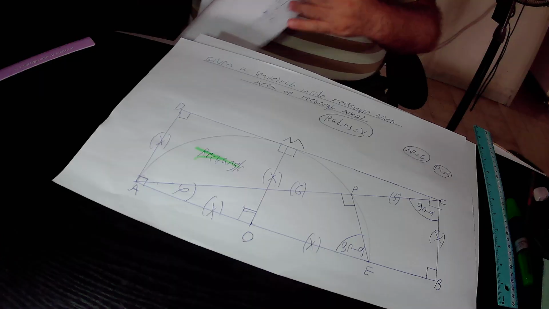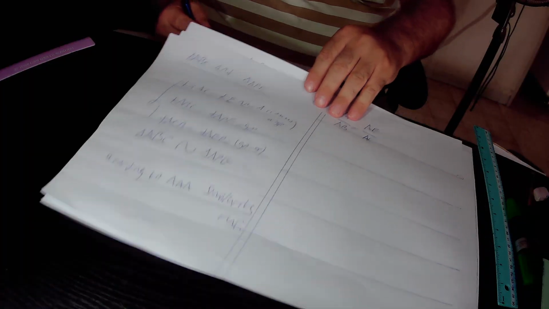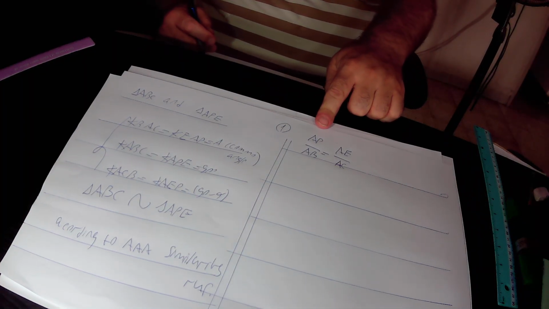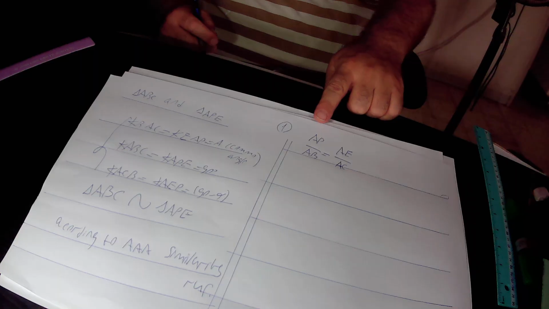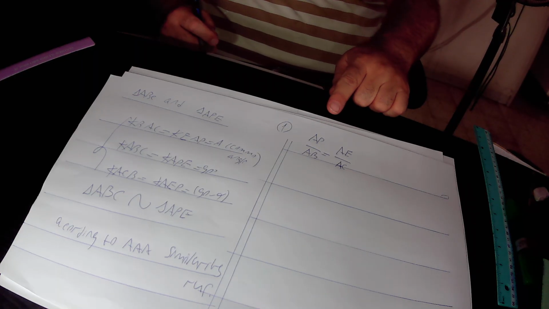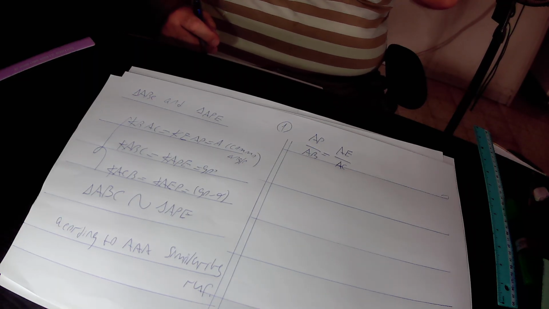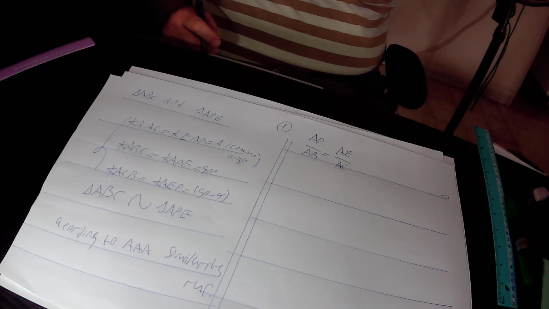Repeat again. We derive that side AP of the small right triangle AEP over side AB of the big right triangle ABC is equal to side AE of the small right triangle APE over side AC of the big right triangle ABC.